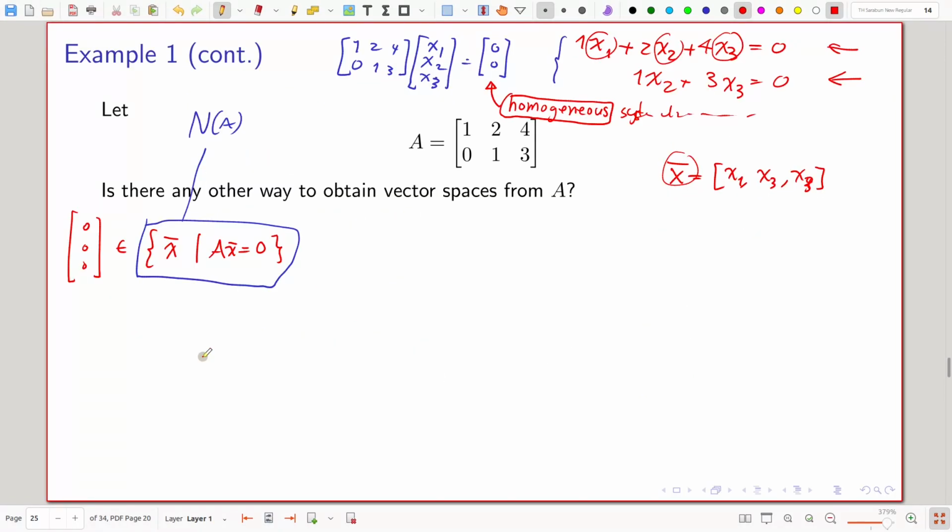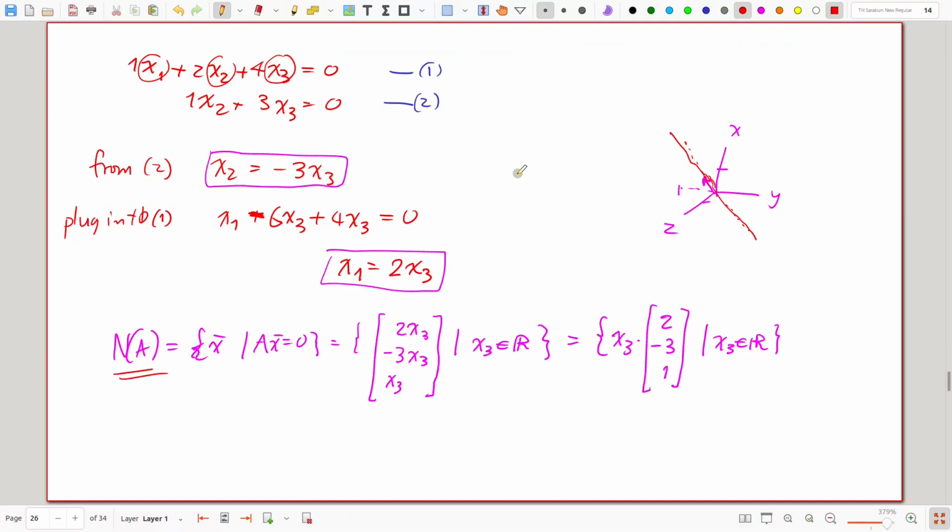And what is the dimension of the row space of A? What is the rank of A? 2. Okay, because it's in row echelon form, right? So all the rows are linearly independent. So the rank of A is 2. Okay, and the dimension of the row space is 2. Also, the dimension of the column space is 2, because the dimension of the column space and row space is the same. Okay. And the dimension of the null space of A is 1.